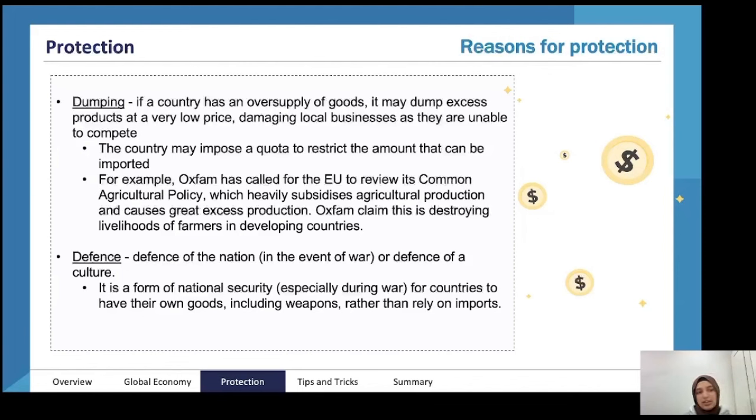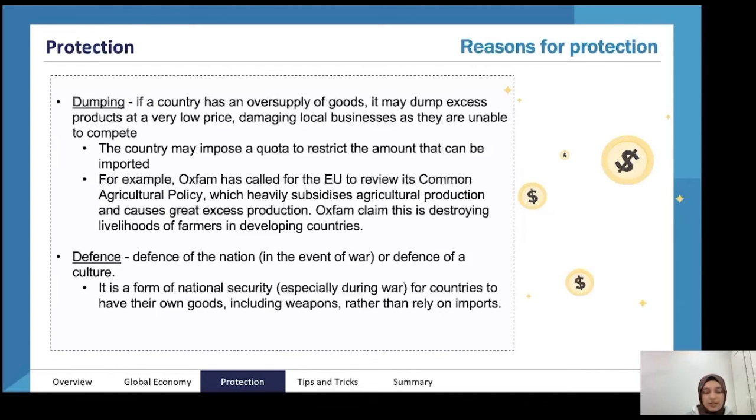So that's something to note down as well. It's not really helpful for those individuals, and especially not for domestic producers. So that's another reason that the government may decide to step in and restrict the amount that is imported into the country to prevent dumping.